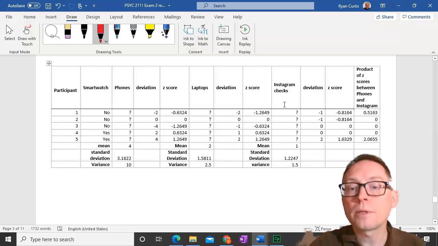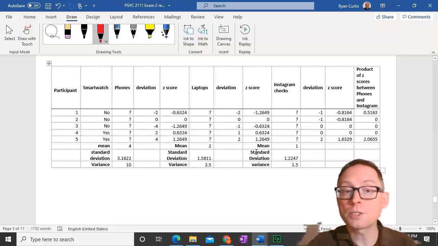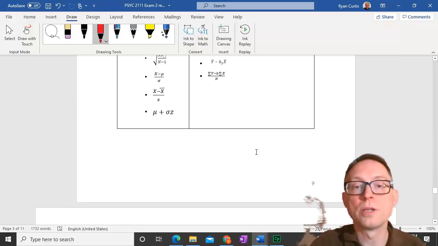Instagram, times you check Instagram. I didn't give you the raw data, but I did give you the deviations and I gave you the z-scores. This is because I'm so nice, I gave you the product of z-scores between phones and Instagram. Then underneath each one, this is the mean for phones, the standard deviation for phones, the variance for phones, and the same for laptops and Instagram checks. Okay? So that's the way you read this. You do not have any raw scores, but you have all the other information that you might need.